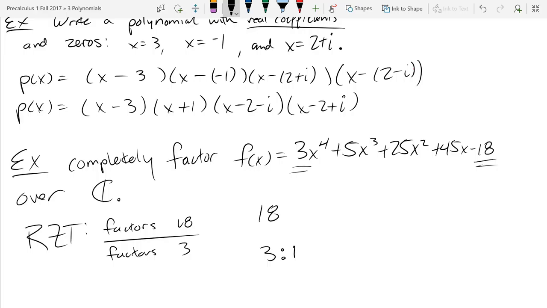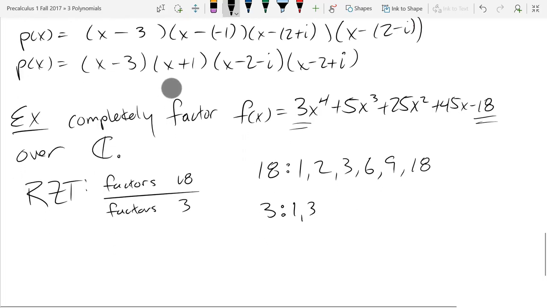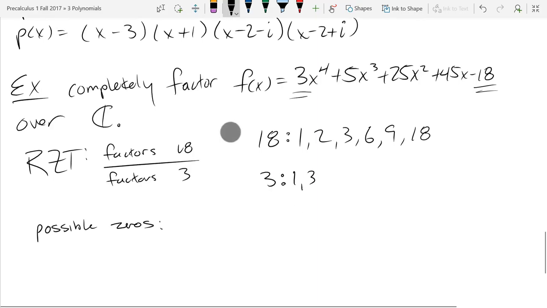So we're looking at factors of 18 divided by factors of 3. So 3 only has 2 factors, since it's a prime number. It's got 1 and 3. 18's got quite a few factors, so I'll try to get them in increasing order. 1, 2, 3. There's no 4, 5. There is a 6, a 9 and an 18. Did I miss any? I don't think I did.